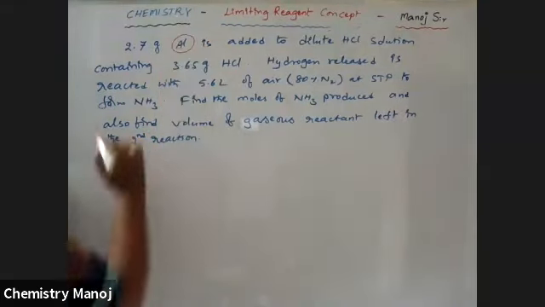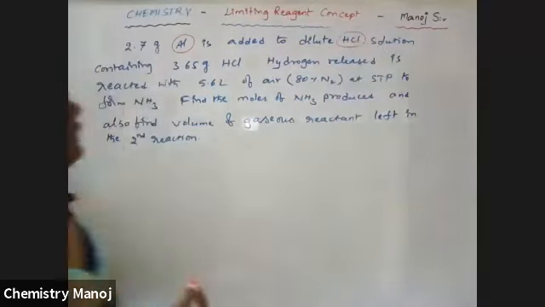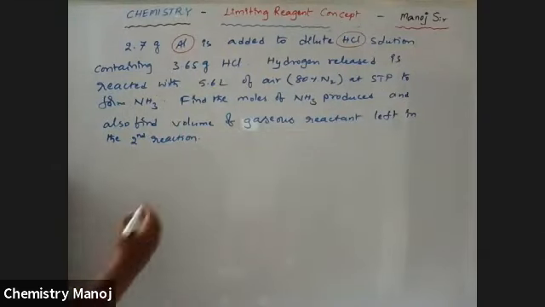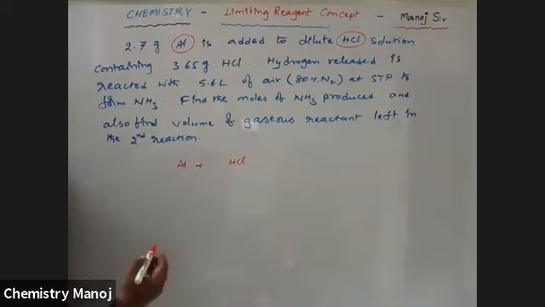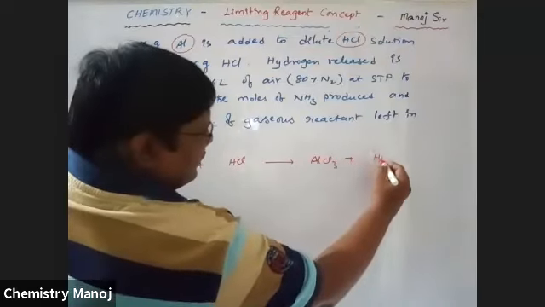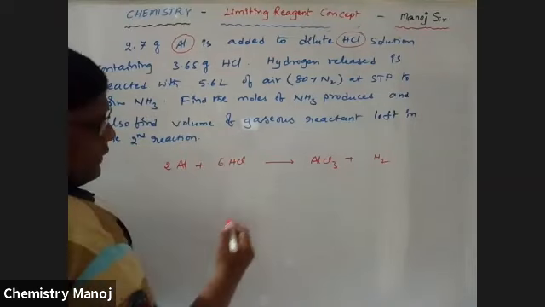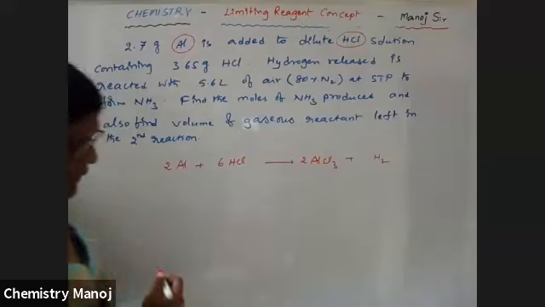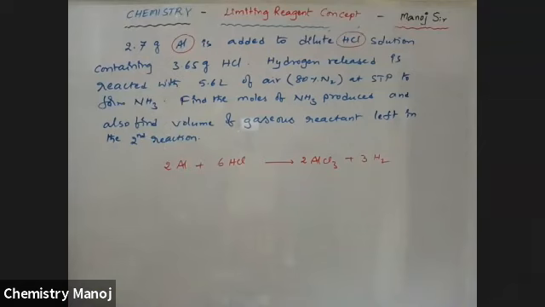Aluminium is added to dilute HCl. There is a reaction between that aluminium and HCl. Aluminium reacts with HCl, that gives AlCl3 plus H2. So for balancing, 2 moles aluminium, 6 moles HCl, 2 moles AlCl3, 3 moles hydrogen. This is the balanced equation.